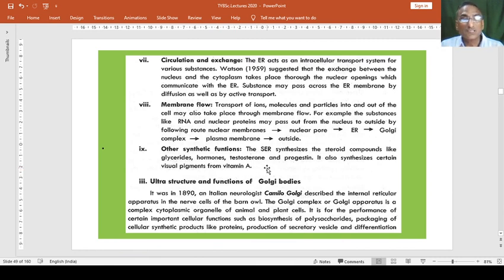So we will stop the discussion here. We will continue in our next lecture, in which we will study the ultrastructure and function of Golgi bodies. So the next organelle will be studied in the next lecture. Till then, see you.